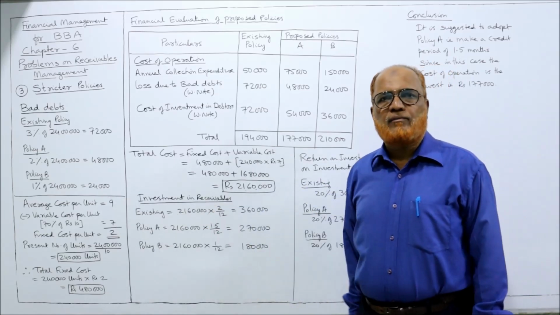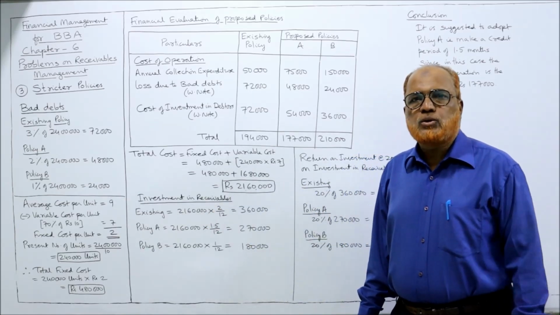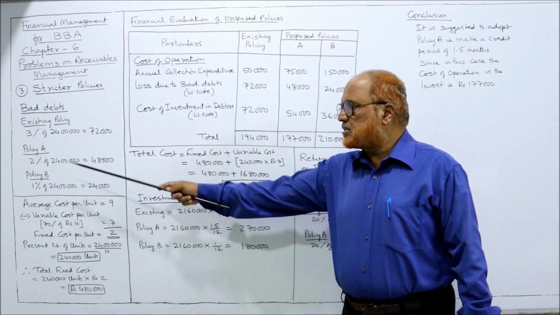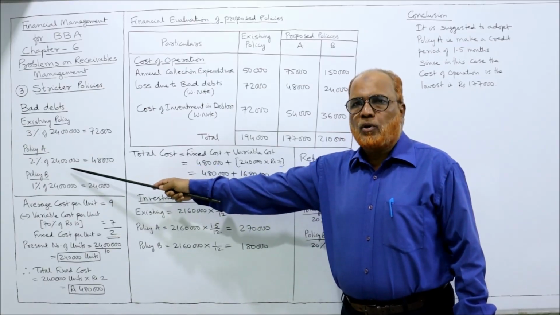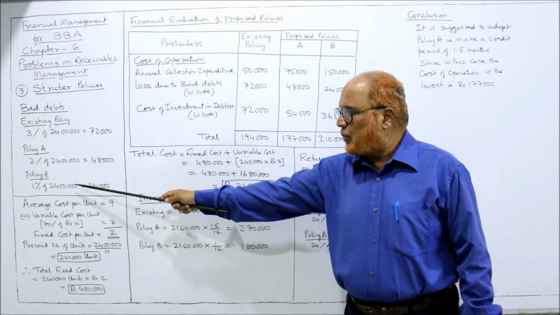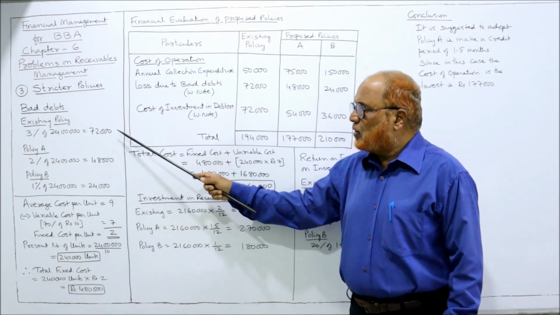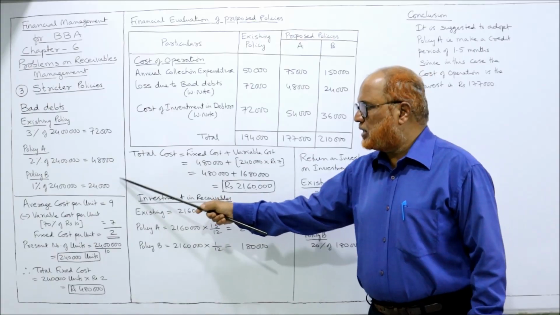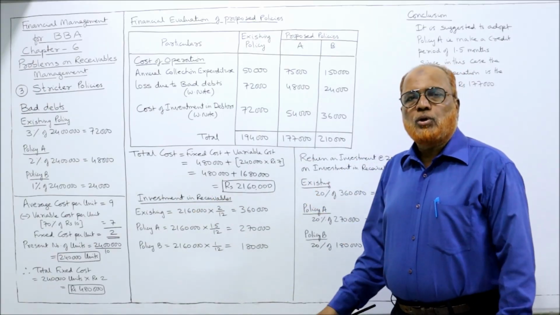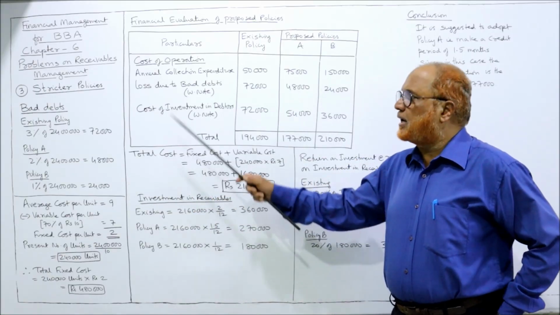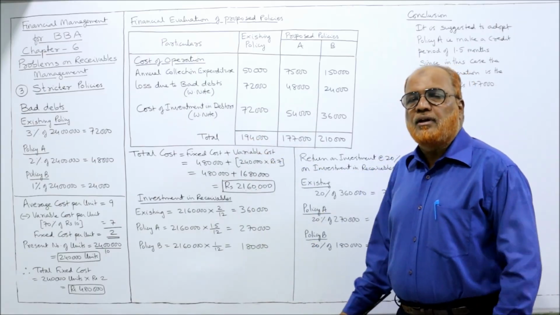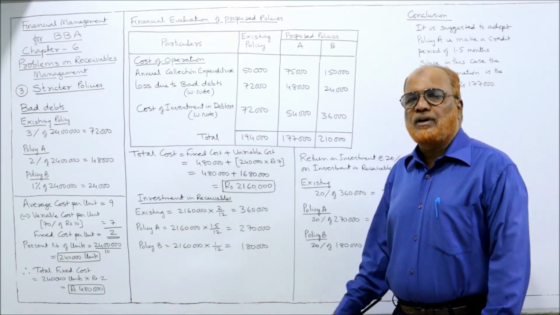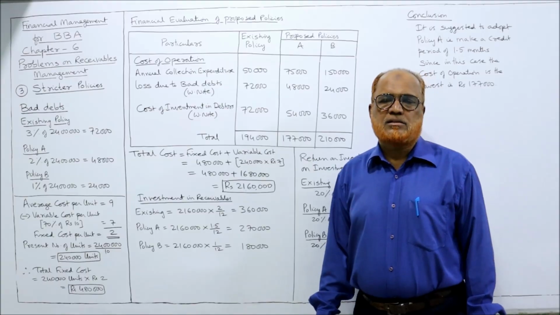In working note, we have calculated. Just now I told you the present rate is 3%. In A policy 2%. In B policy 1%. So we got 72,000, 48,000 and 24,000. So two items we have calculated. First, collection expenditure. Second, bad debts. The third one is cost of investment in debtors.